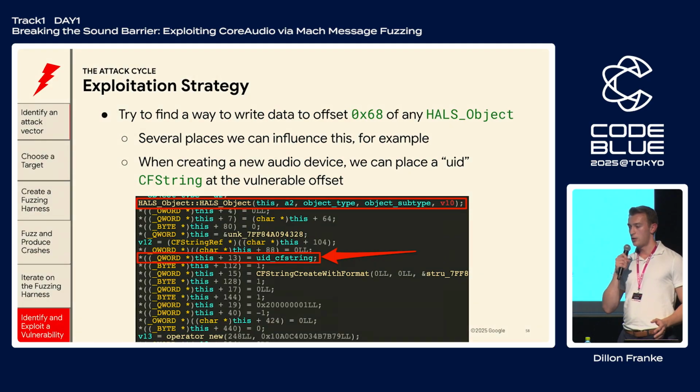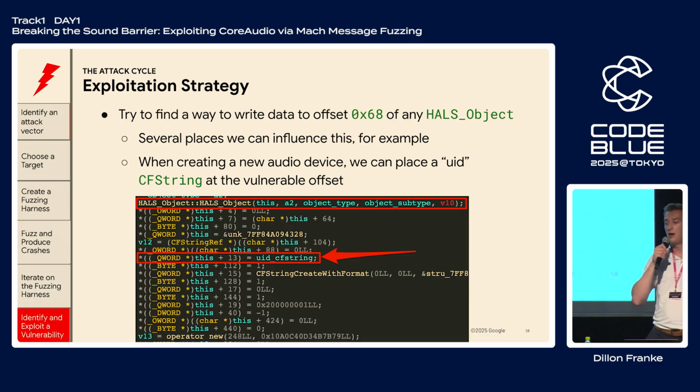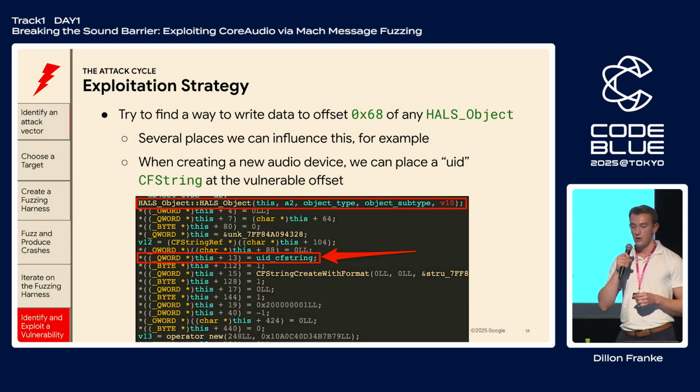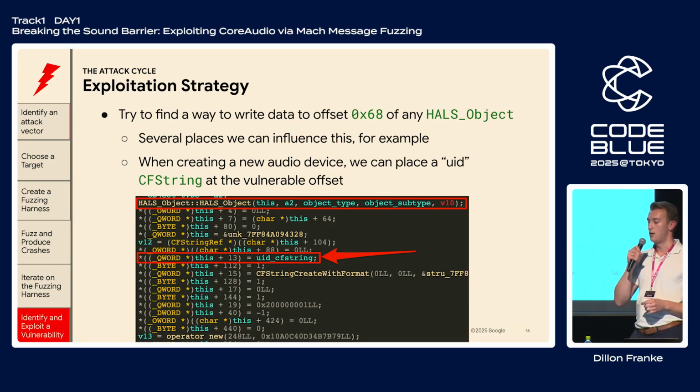So my exploitation strategy here: try to find a way to write data to that offset hex 68 that we saw being dereferenced of any Halls object in that linked list. If we could do that, we could start to form this pointer chain that we need for exploitation. There were a few places that we could do this in the code, actually. One right here, there was a UID that was being parsed from the incoming message and then being set to that interesting offset 68. So I thought this would be a great exploitation primitive.